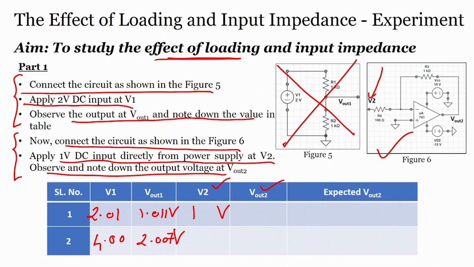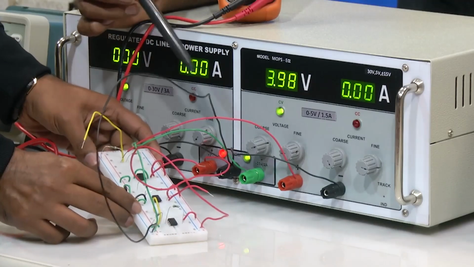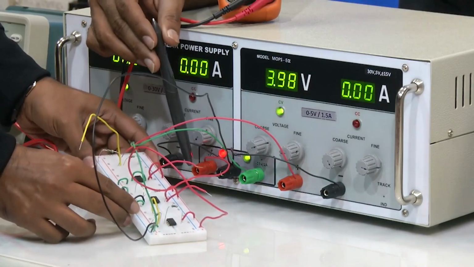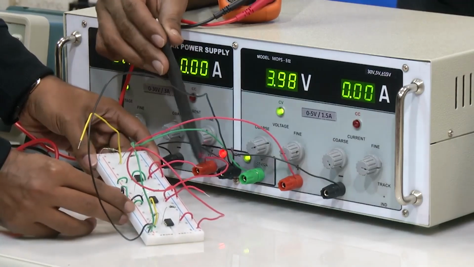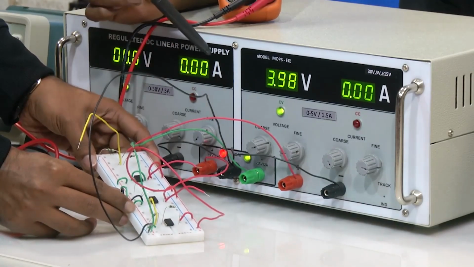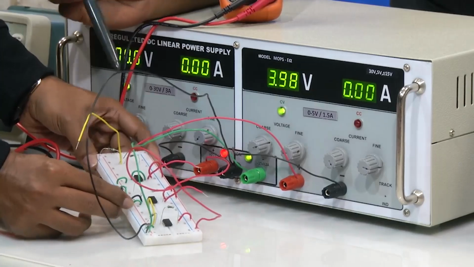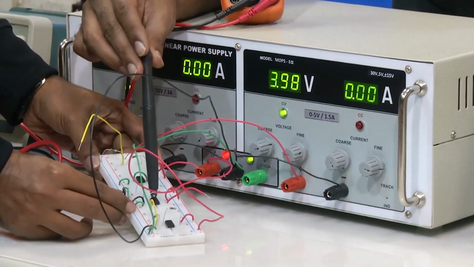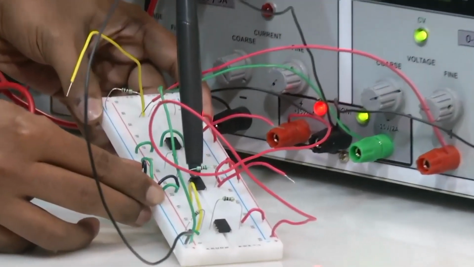We have already seen the inverting amplifier. If we have the inverting amplifier, we have to apply bias voltage. So, if you see here in the DC power supply, we have already given bias voltage plus minus 15 using the power supply to the operational amplifier. So, this is the circuit.